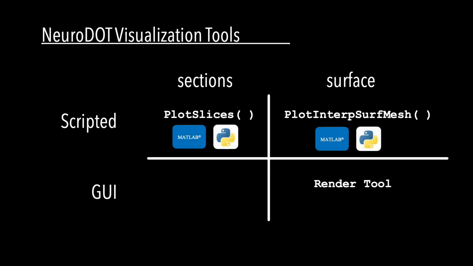Scripted access is implemented identically in the MATLAB and Python versions of NeuroDOT, the API having the same function name and calling convention. Currently, interactive surface rendering is only available in the MATLAB version. Porting this functionality to Python, as well as offering interactive access to sectional rendering, is planned for a future release.